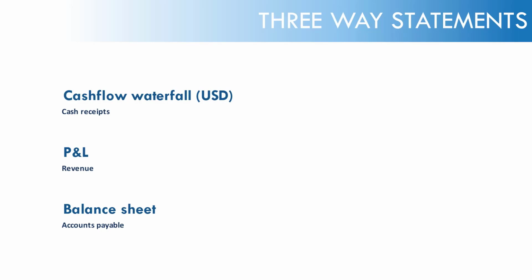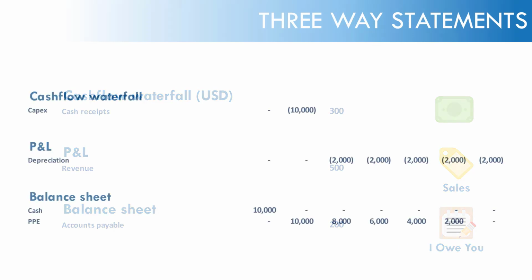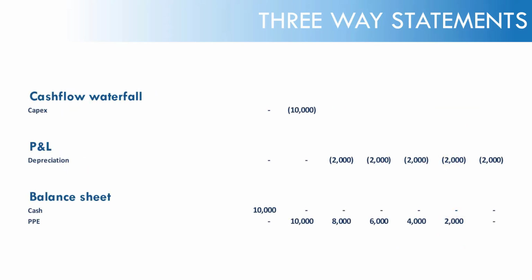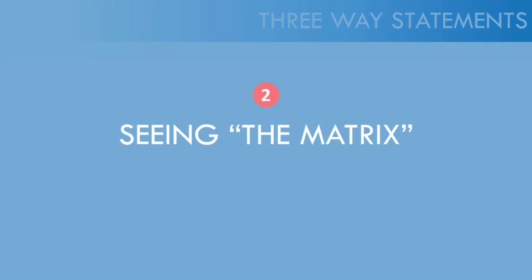We earn $500 revenue, that goes to the P&L. We receive $300 cash flow waterfall, and we need to account for the $200 unreceived, so it becomes $200 accounts payable. In both cases, the balance sheet is recognizing the timing between the payment for something and when it is consumed. In other words, what future benefit or obligation is expected to arise.